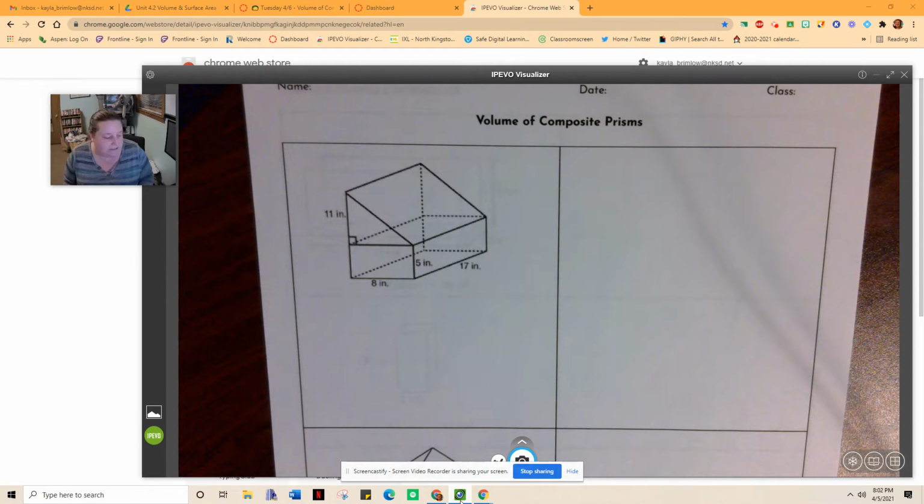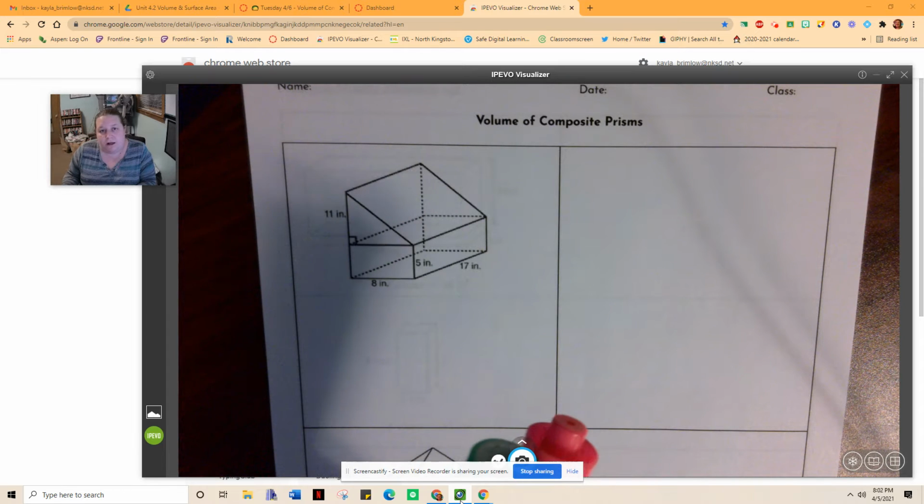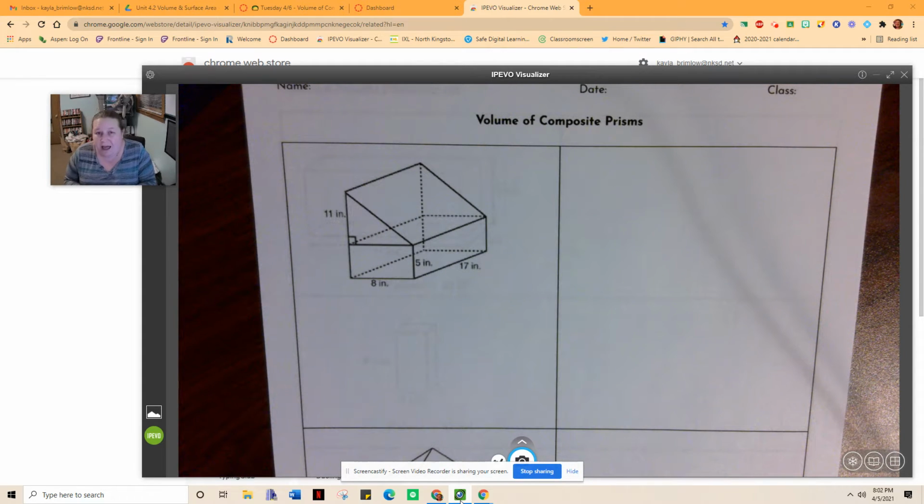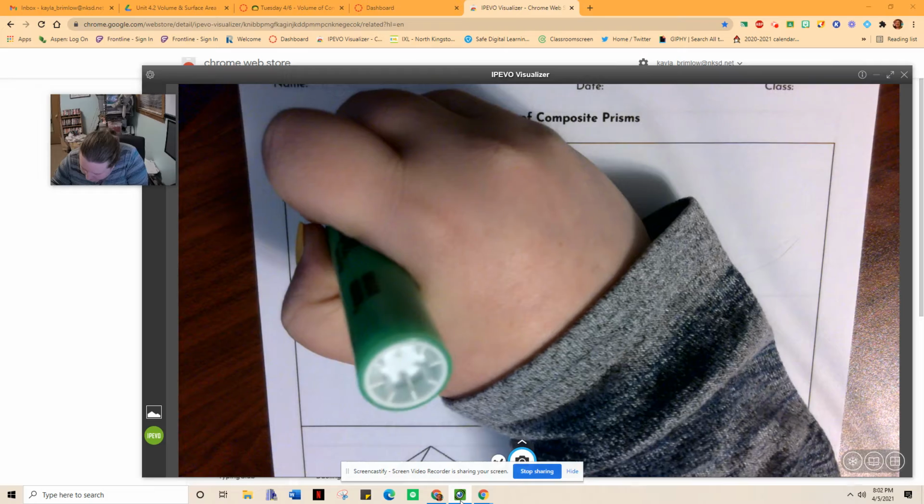So when we're talking about composite prisms, we're talking about multiple prisms put together to form one prism. When we look at it, we want to break it apart into the prisms we know, find the volume of each prism, and then add the total together. I am going to be using two different colored highlighters. I find it helpful visually working with these types of problems, but that's up to you. So when I look at this first example, I see a triangular prism and I see a rectangular prism.